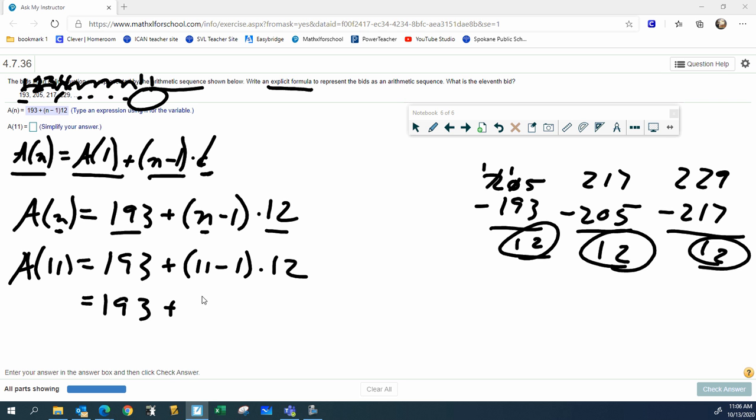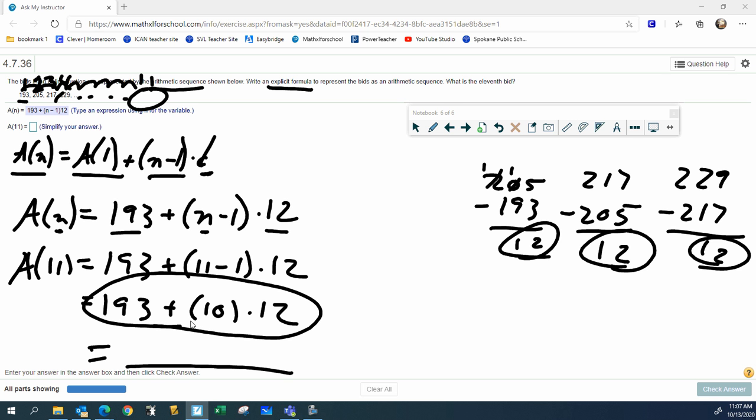So 11 minus 1 is 10 times 12. And so the value of the 11th term is going to be 193 plus 10 times 12. So you have to type that in your calculator, figure out what it's going to be, type in your answer, and you'll get it. Hopefully this helps.